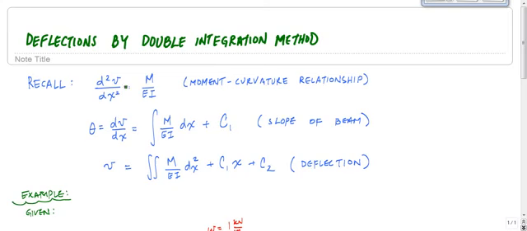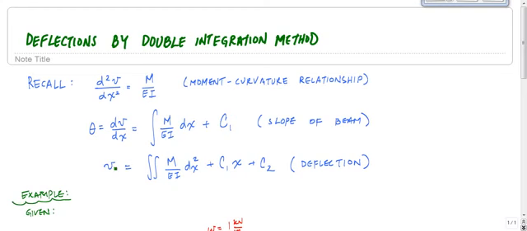This d squared v over dx squared is the curvature of our beam, which is related to the moment divided by EI. The idea is that if I integrate twice the moment function over EI, I will end up with the deflected shape. The first integration gives the slope, dv/dx, rise over run, the change in the vertical over the change in the horizontal, equal to the integral of M over EI dx plus a constant of integration.